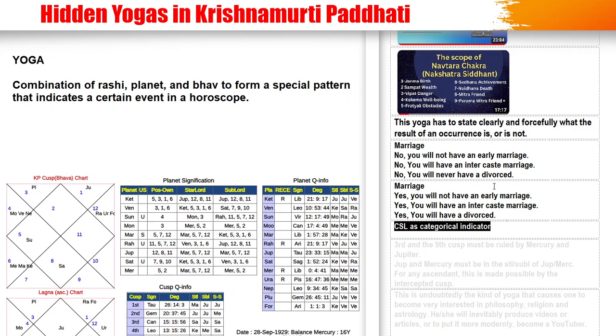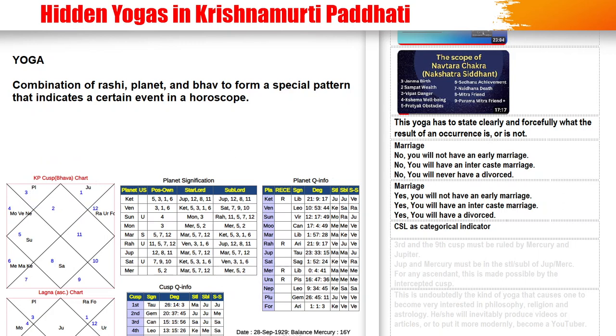And I created one video indicating the reliability of the Cuspal Sub Lord in the birth horoscope in Krishnamurti Paddhati. And in some of my other videos, now and then, I have been pointing out this particular thing, that you can't possibly rely on the Cuspal Sub Lord in the birth horoscope within the Krishnamurti Paddhati. We will see that the Cuspal Sub Lord rule actually doesn't even work in this example chart, which we are going to discuss in a while.